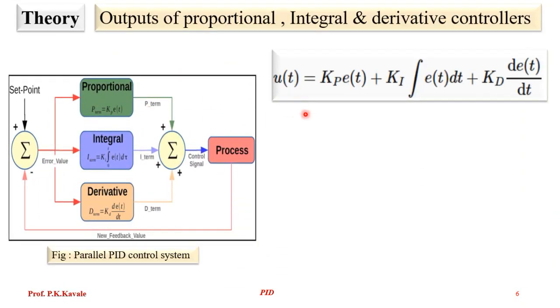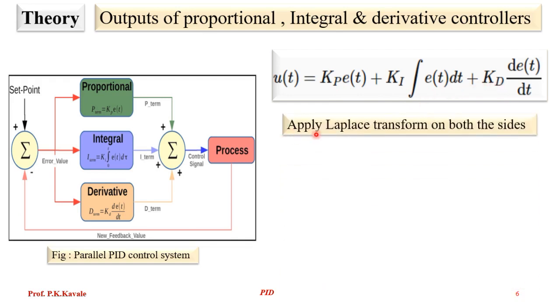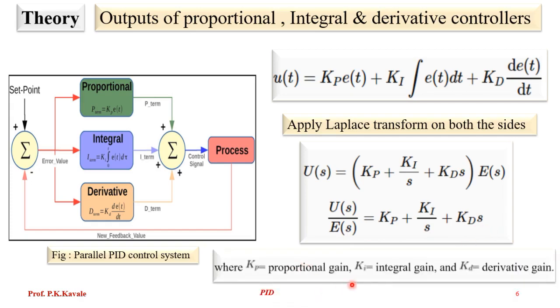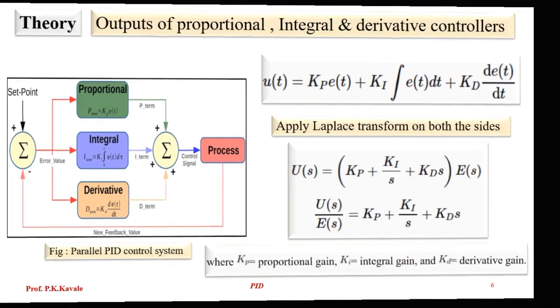So the mathematical equation in the time domain: u(t) is the output of the controller, and the input is the error signal. KP stands for the proportional gain, KI stands for the integral gain, and KD stands for the derivative gain. So apply the Laplace transform on both sides, and you will get this. What is the transfer function of this controller? Manipulated output upon error signal input: KP plus KI upon s plus KD s. KP is the proportional gain, KI the integral gain, KD the derivative gain.